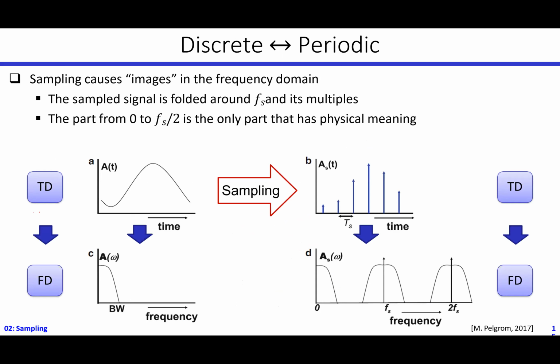So in the time domain, this is my original signal. After sampling, it becomes a series of pulses with equal time difference between them, and they have different amplitudes here.